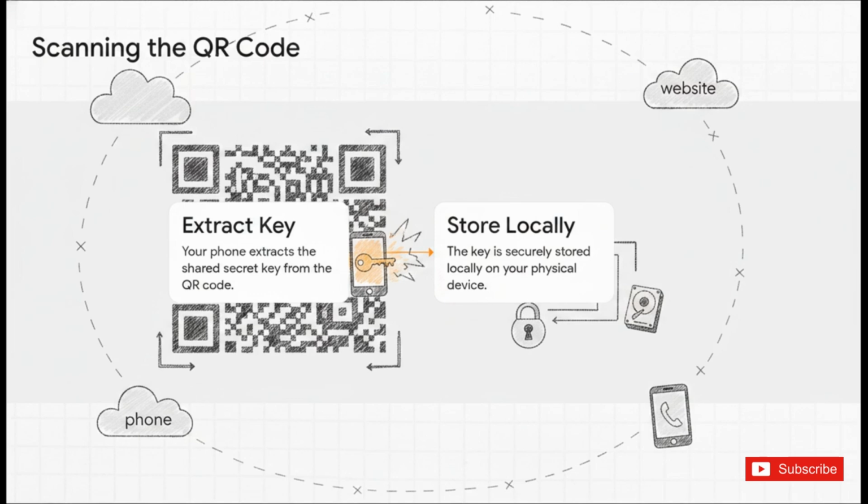But the real magic happens the very second you scan it. Your Authenticator app instantly does two things. First, it extracts that shared secret key hidden inside the image. Second, it stores that key securely, strictly locally right there on your physical device. So the crucial point is, and I really want to emphasize this because it's the entire foundation of your security, this brief moment of scanning the QR code is the absolute only time the website and your phone ever exchange information about this specific login. From that moment forward, they cut ties entirely and operate in total isolation.